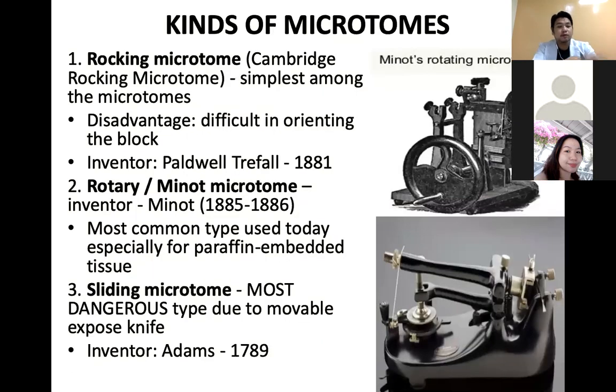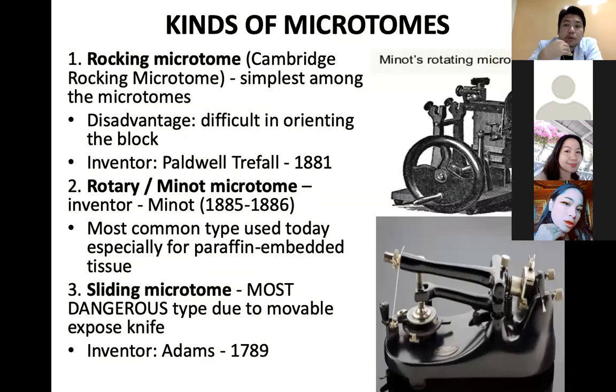We have already discussed the types of microtome at the start, but we will go over them here again to know the advantages of the different types of microtome. First, we have the racking microtome. The racking microtome was developed by Paul Trefol in 1881. It's also known as the Cambridge racking microtome. This is the simplest type.